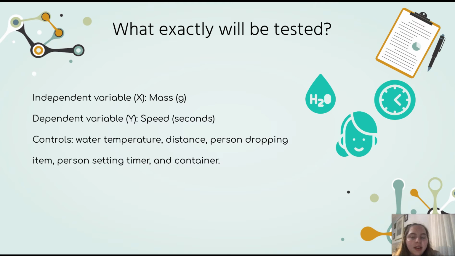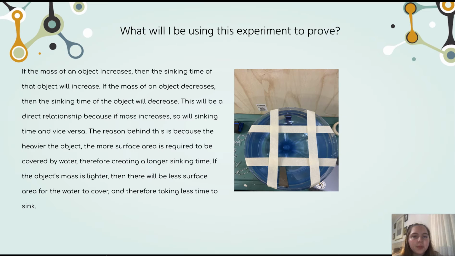I will be testing the independent variable x as mass measured in grams versus the dependent variable speed measured in seconds for y. I will be controlling the water temperature of my experiment, the distance, person dropping the item, person setting the timer, and the container of my experiment, which I will show a picture in the next slide. So, what will I be using to have this experiment be proven?